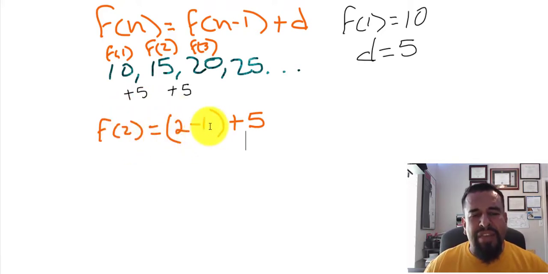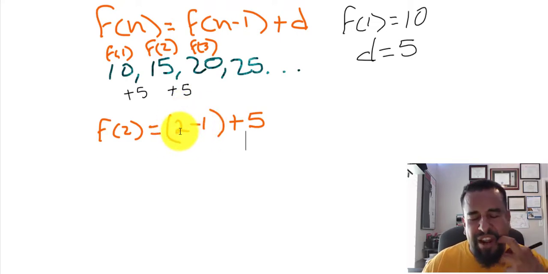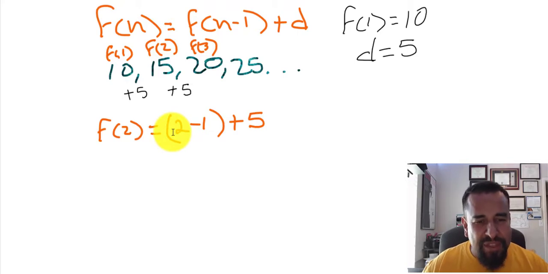Now, that gives me a value of 3. This is what throws people off right here. Excuse me, that doesn't give me a value of 3. It gives me a value of 1. So this becomes 1.